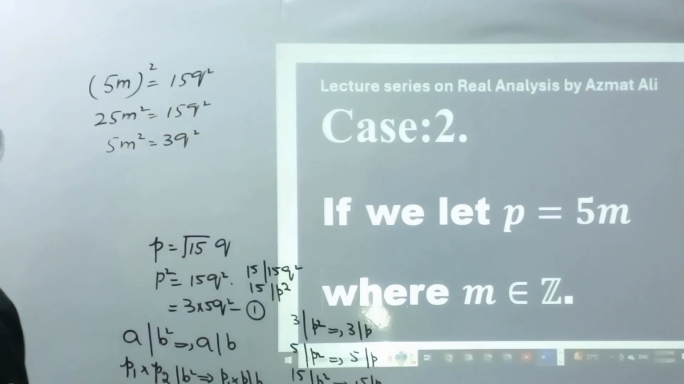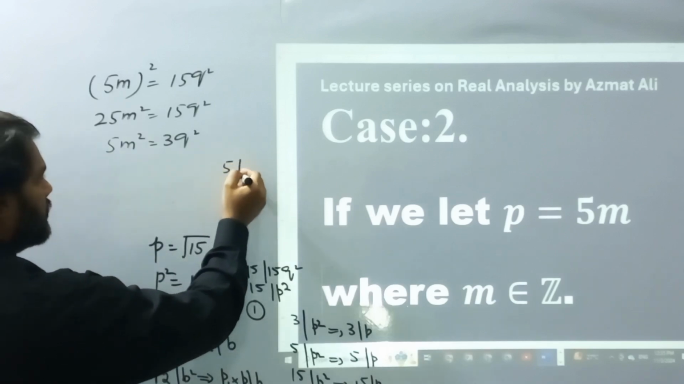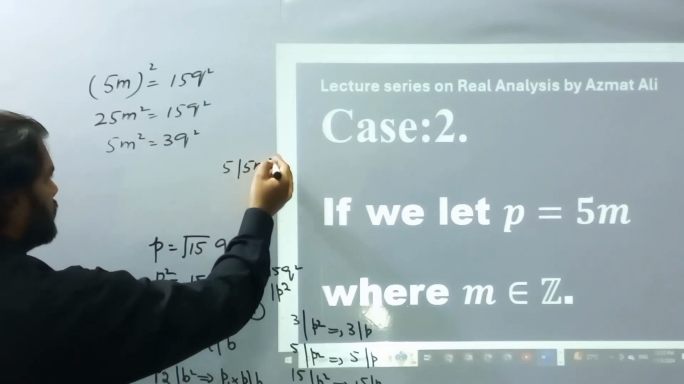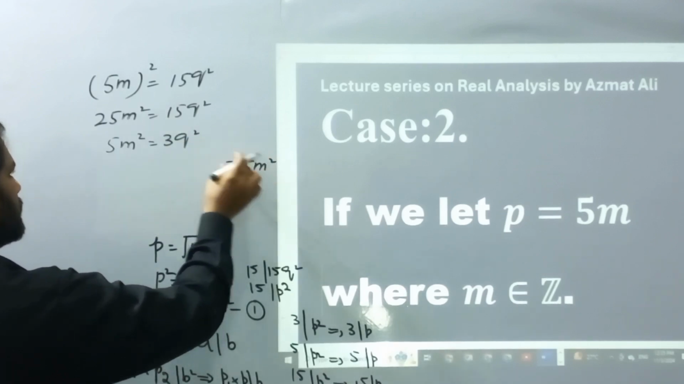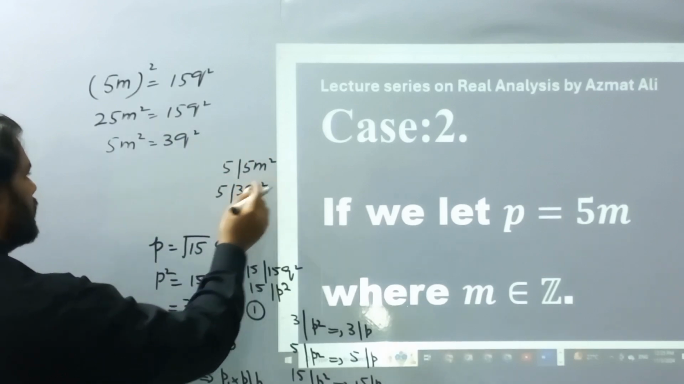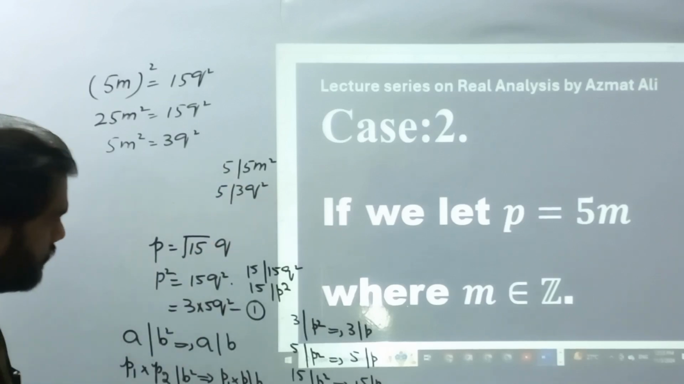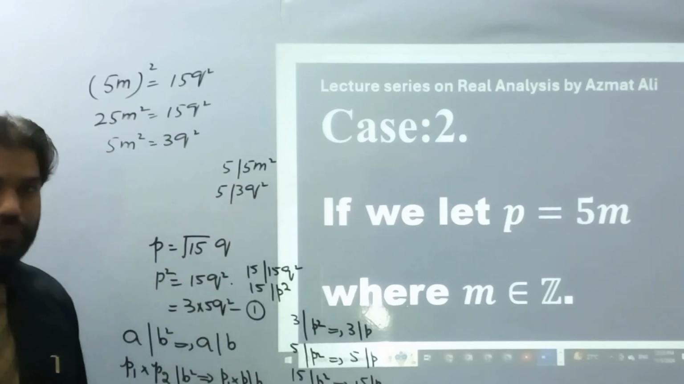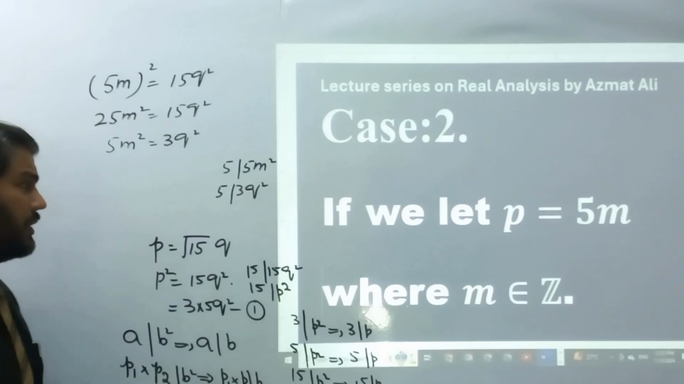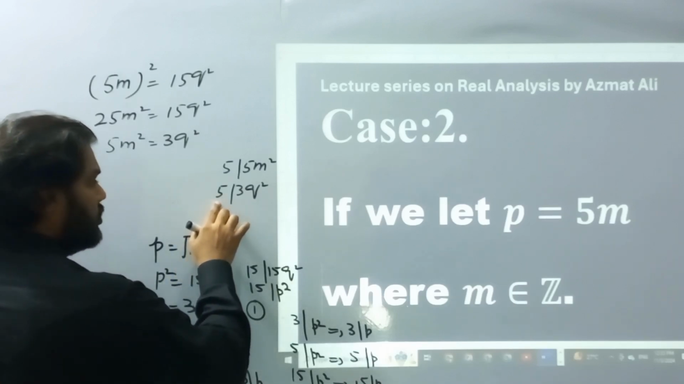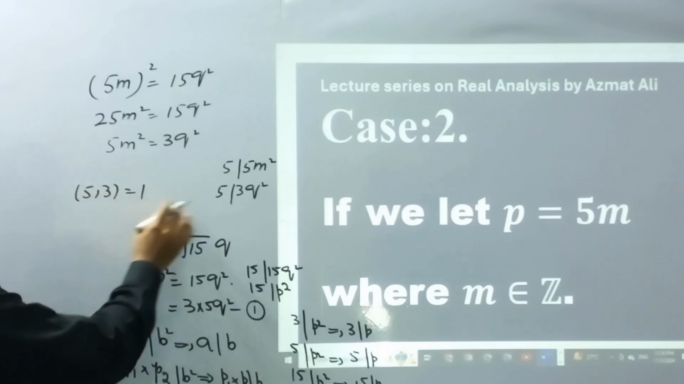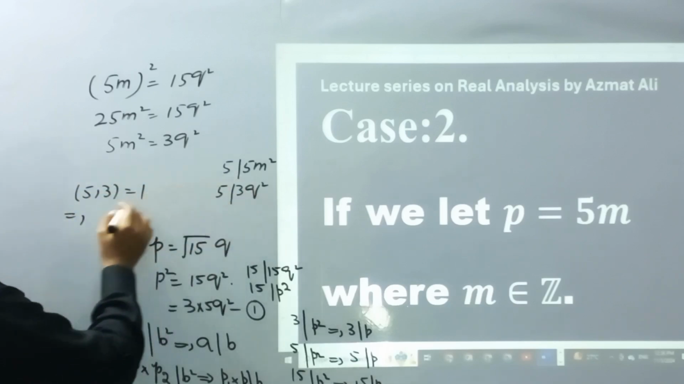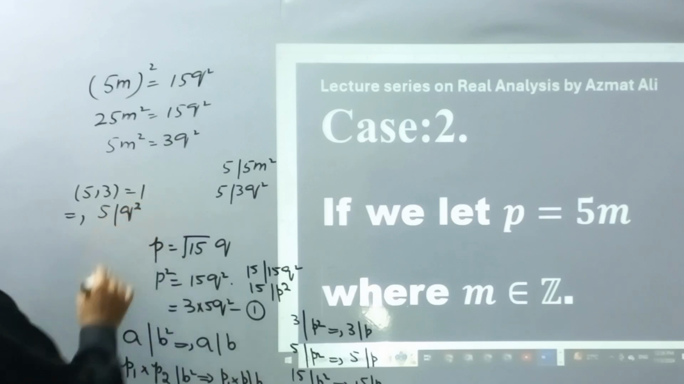Again, I am interested to find the value of q. As the left side is divisible by 5, 5 divides 5m square. Because 5m square is equal to 3q square, I can replace 5m square with 3q square. This shows that 5 divides 3q square. If 5 divides 3q square, I will again use the result, as the GCD of 5 with 3 is 1. This implies 5 will divide the second number q square. This implies 5 divides q square.